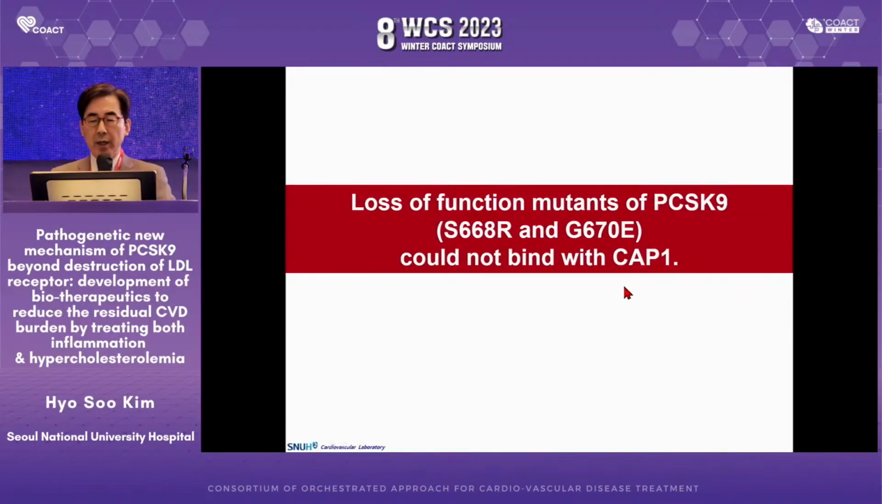Such a notion is well realized in human genetics. We confirmed that loss-of-function mutants of PC9 such as 668 and 670 could not bind with CAP1. This mutation is reported in humans.